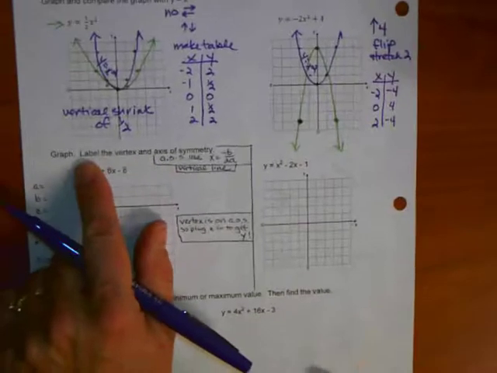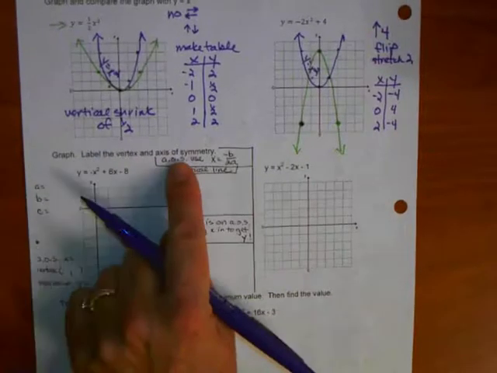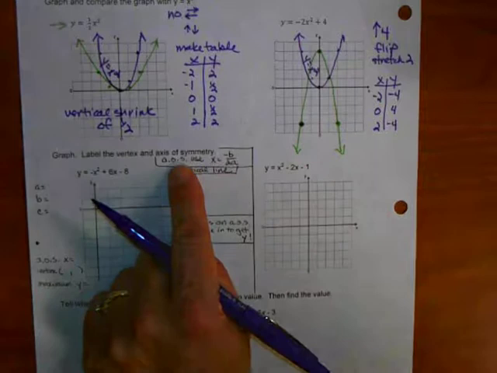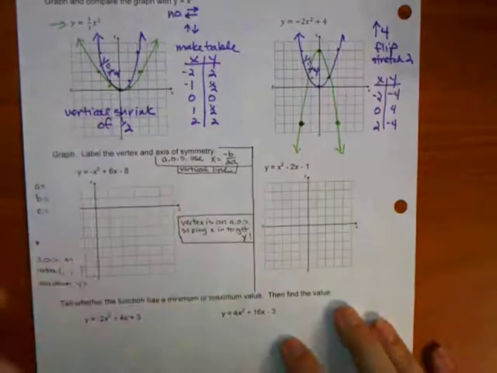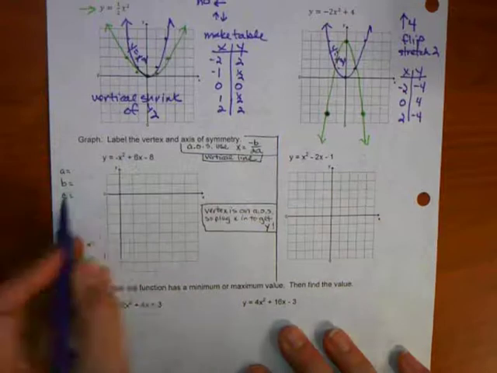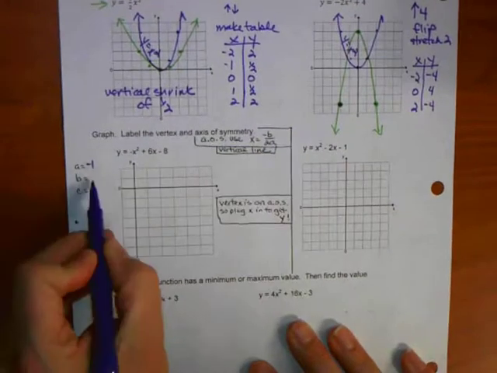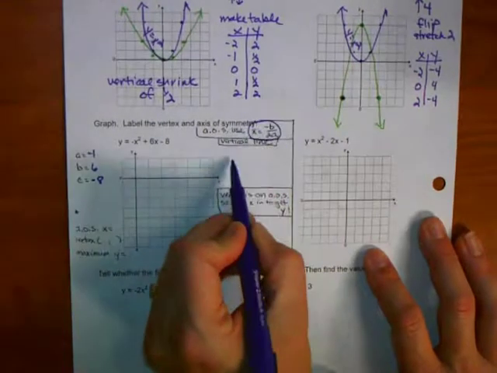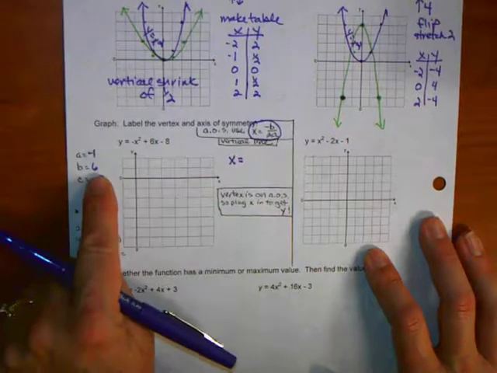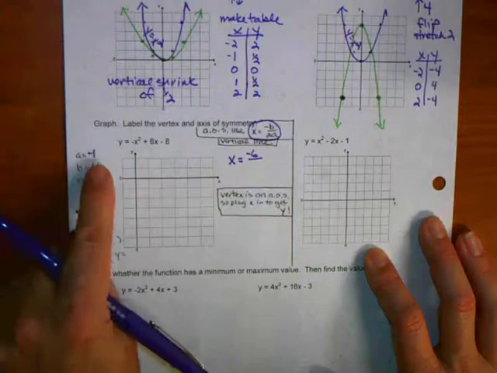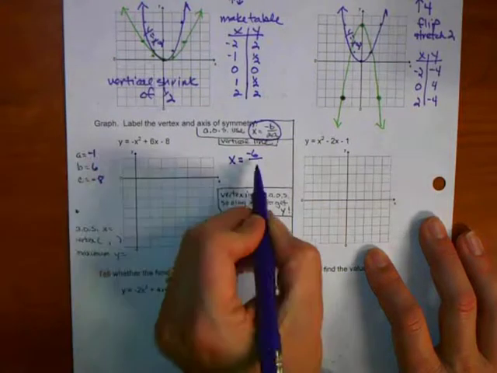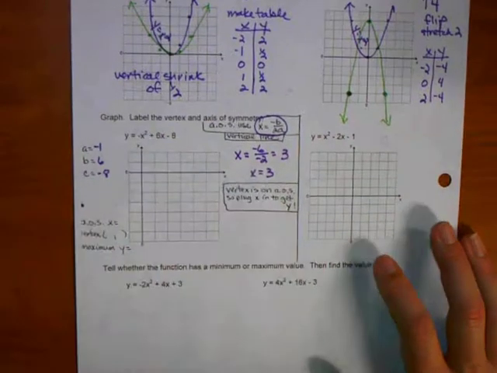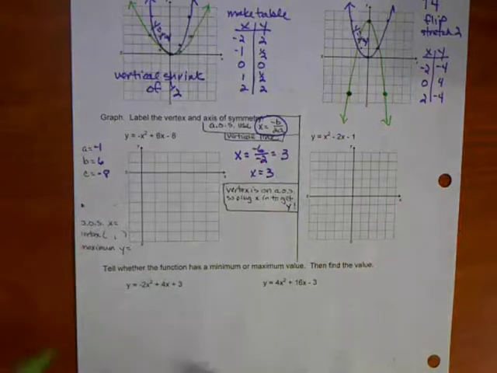Okay, so we have to graph this. We have to label the vertex and the axis of symmetry. Well, let's just graph it using those, because you're going to have to find the axis of symmetry, which is a vertical line, correct? Okay, so what's a? Negative 1. Let's put that here. What's b? And what's c? Okay, if this is my equation to find the axis of symmetry, I'm just going to plug in negative b, which is negative 6. 2 times a is going to be negative 2. My axis of symmetry is going to be x equals 3. So I can sketch that right now, because that has to be part of my drawing.